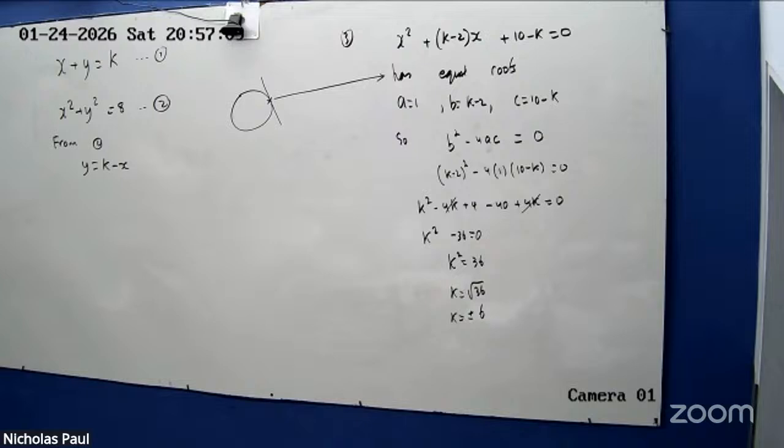X squared, that's the x squared bar. Minus 2kx, that's the x bar. And the x is 1. Minus 8 bar, that's the x squared. Right, so you look at that, it's very easy. That's the key to it.